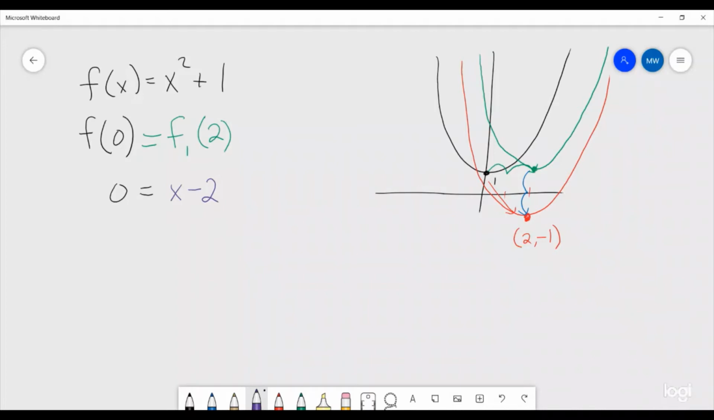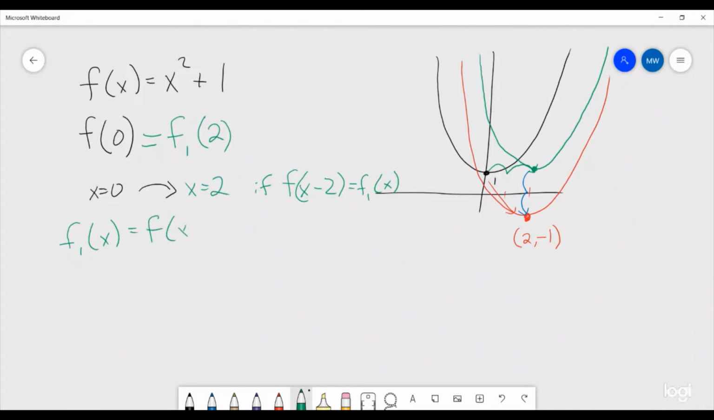That's a poor way of writing it. So what we would have is, if x is 0, this is going to behave the same as x equals 2 if looking at f of x minus 2 equal to f1 of x. So this is how we are able to make those transitions. So this green function, f1 of x, is going to be f of x minus 2. So that's going to be x minus 2 squared plus 1.